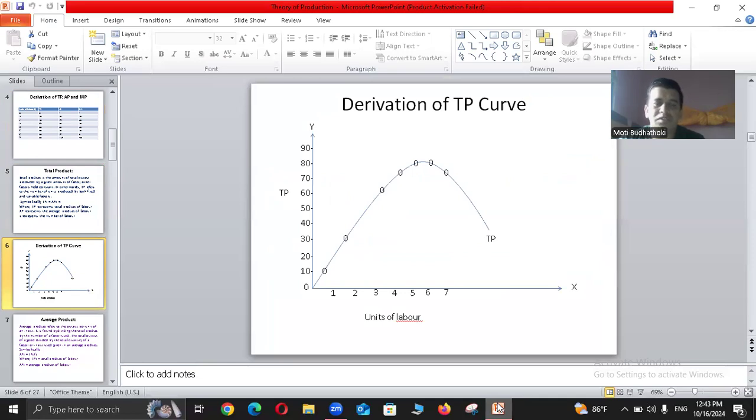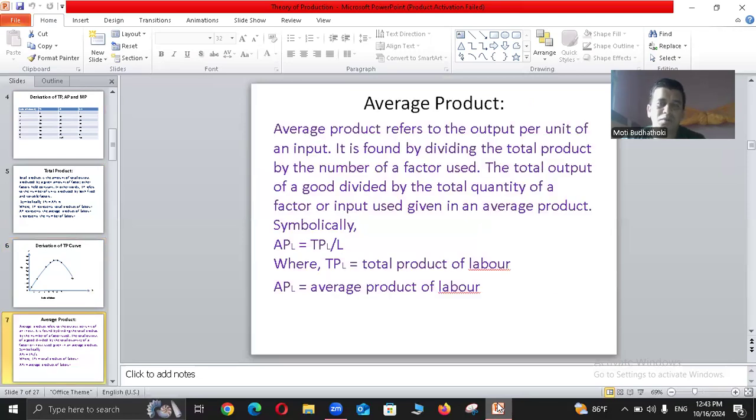So the shape of TP is an inverse U type, or the opposite of a U type. This is the TP curve, the total product curve.